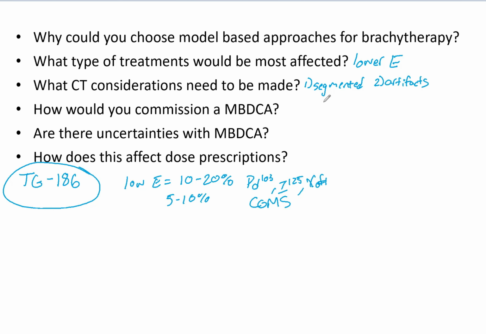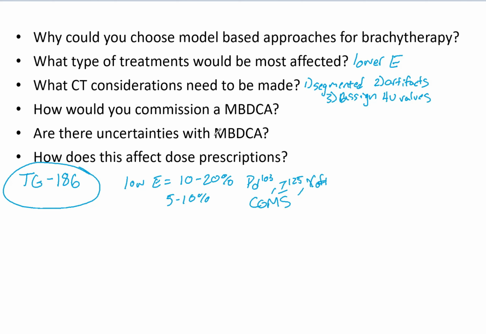And then finally, you also want to assign, typically you do this by hand, so you're going to hand assign HU values to relevant tissues. And that certainly is an extra step, but something that you must do, again, because you have to have a heterogeneity correction, which is going to take the CT number or HU and relate that to an electron density. So now how would we commission this program?